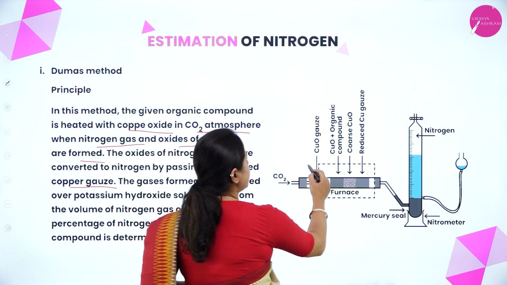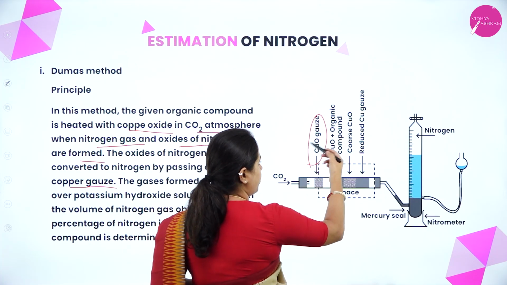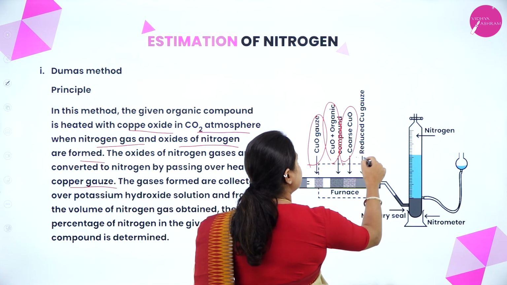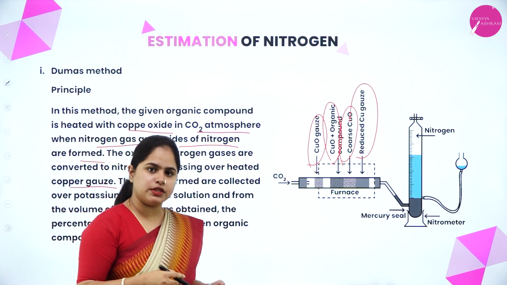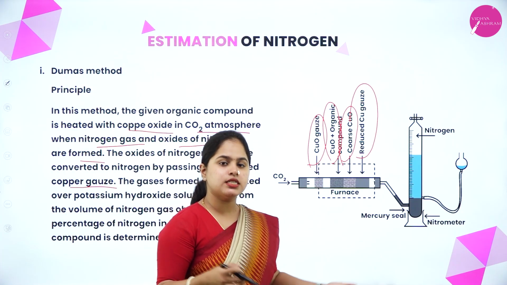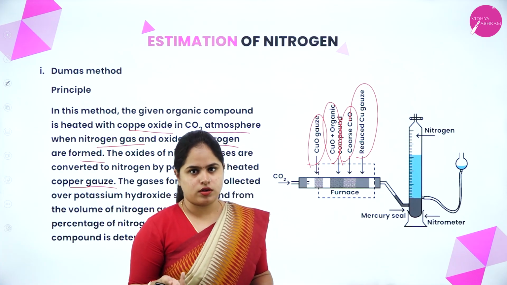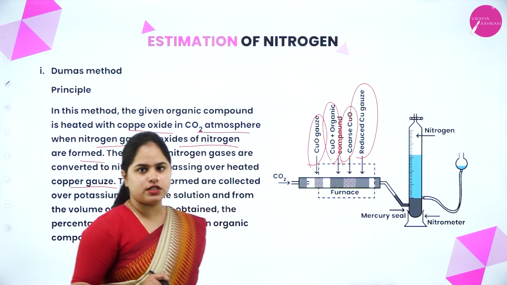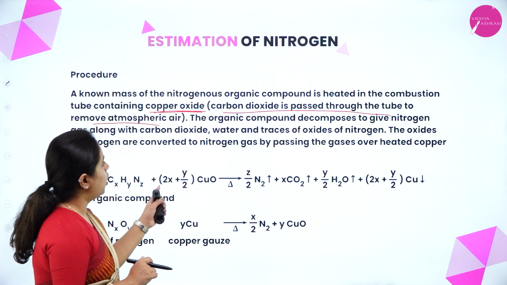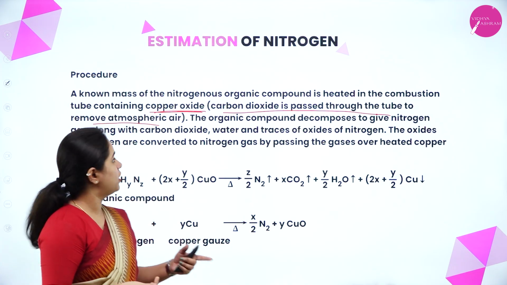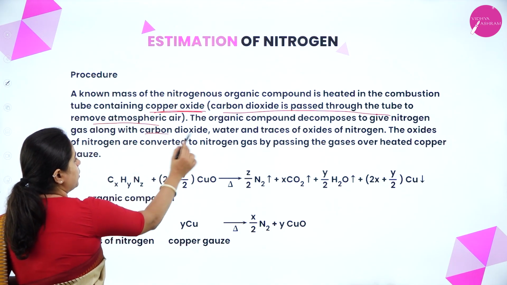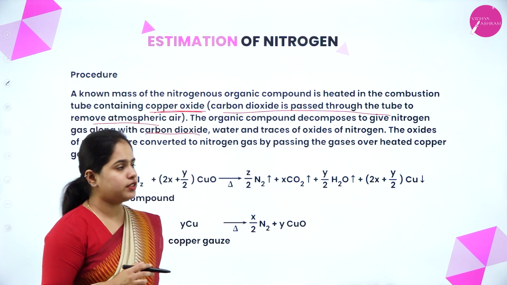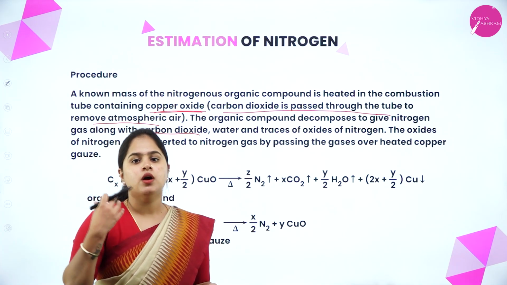Right, and you can see copper oxide is there, copper oxide plus organic compound gives copper oxide and reduced copper gauze. So what happens is we take the organic compound and we react it with copper oxide and we pass carbon dioxide through it. Okay, so this is the first step that happens. Then what happens? The organic compound decomposes to give nitrogen gas along with carbon dioxide. Okay, so nitrogen, when it passes through this combustion tube which is containing the copper gauze and everything, what happens?